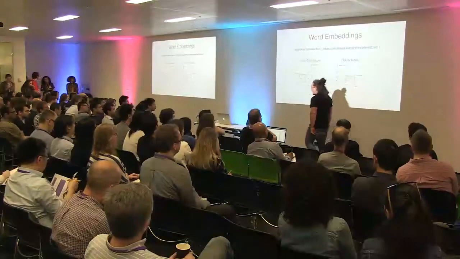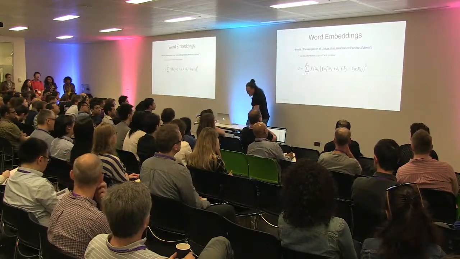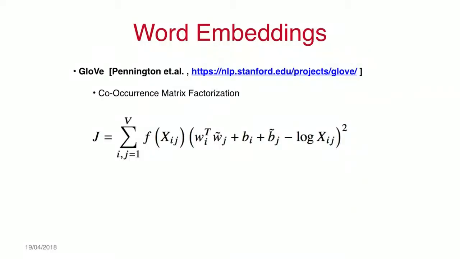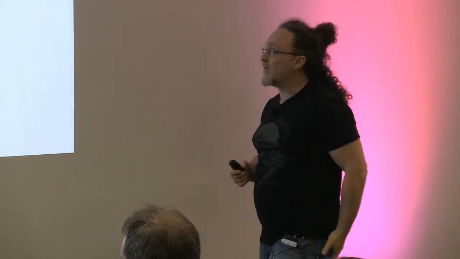Then we have GloVe. GloVe followed, I think, one year after word2vec. It's a completely different approach. Instead of trying to predict the next word given a sequence of words, we take a slightly different approach: we build a co-occurrence matrix. We have a corpus with a vocabulary of size V, and we build a co-occurrence matrix of word i and word j appearing in the same fixed context of, say, 5 or 10 words.